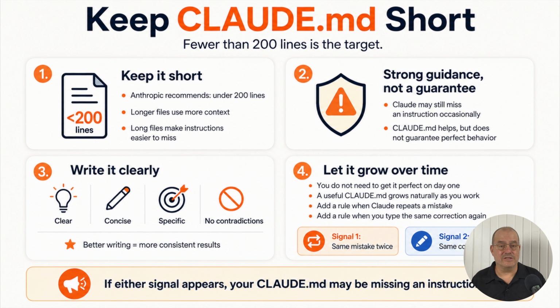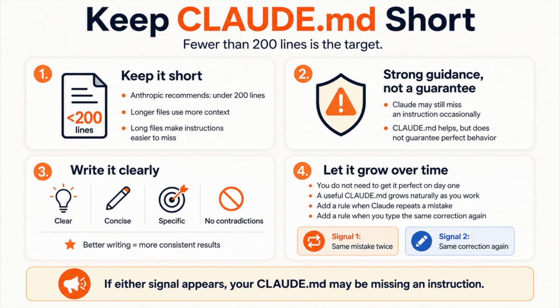You don't have to get this perfect on day one. A useful CLAUDE.md file grows naturally as you work. But how do you know when something is worth adding? There are two simple signals. The first is that Claude makes the same mistake twice. The second is that you catch yourself typing a correction you already gave Claude in an earlier session. Either one is a sign your CLAUDE.md file may be missing an instruction.